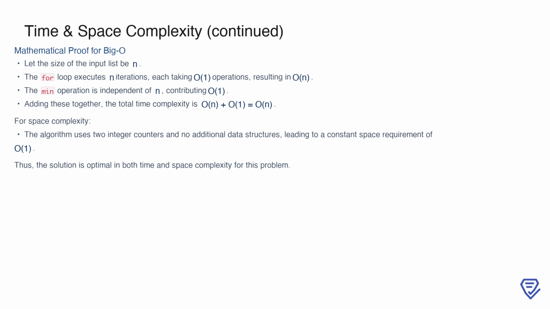For space complexity, the algorithm uses only two integer counters, even_count and odd_count, and does not allocate any additional memory proportional to the input size. This results in a constant space requirement of O(1). Therefore, the solution is optimal in both time and space complexity for solving this problem.